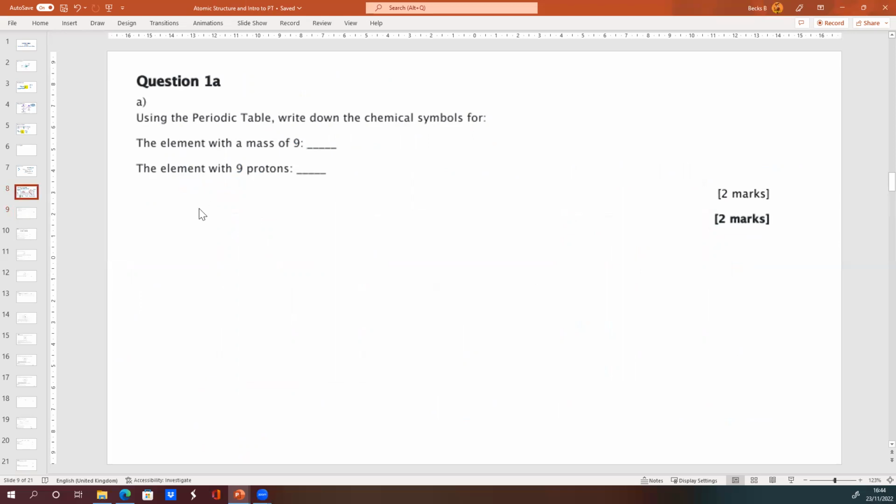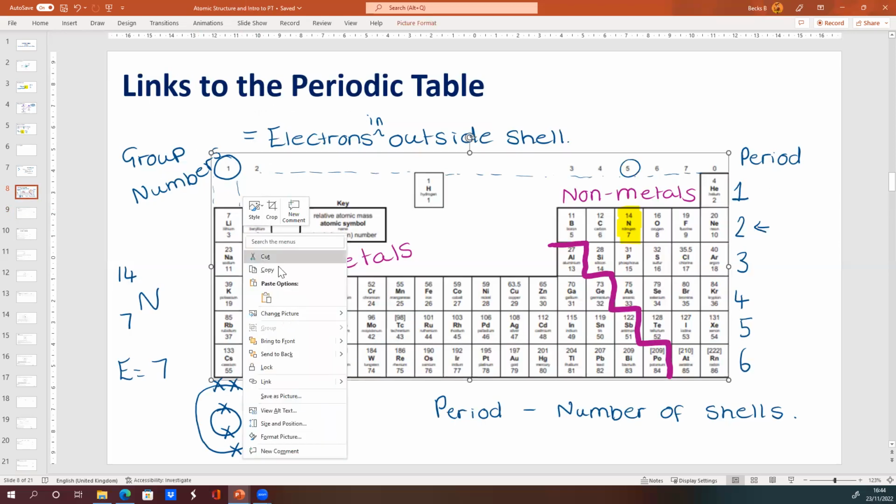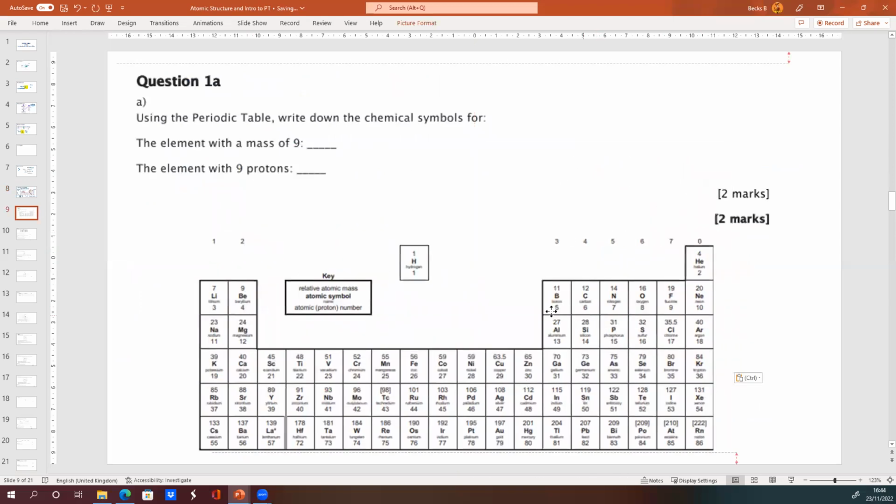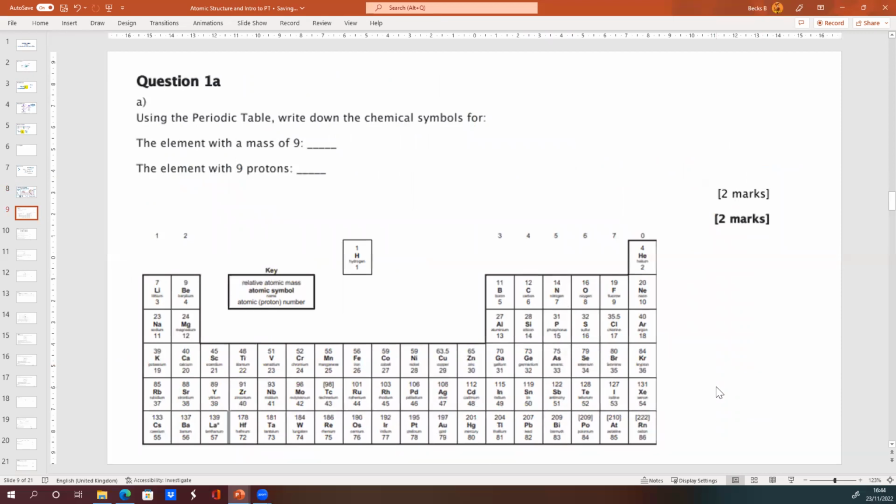Okay, if you've got a copy of the periodic table handy, brilliant. I will try and copy it into questions where you might need it. Okay, so remember, you get a copy of the periodic table in your exam. So looking at this, we're looking for the element that's got a mass of 9. And if you can't remember which is the mass number, use the key, and an element that has 9 protons. Okay, so you're looking for 2 separate ones because you've got 2 marks available. Okay, so I'll just give you a moment to have a go at that.